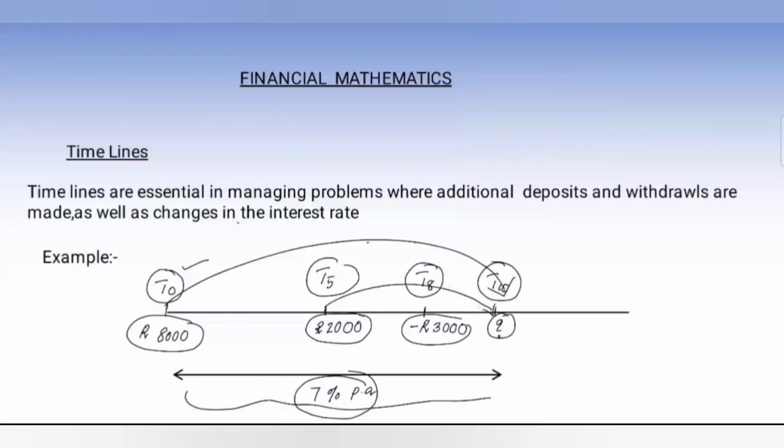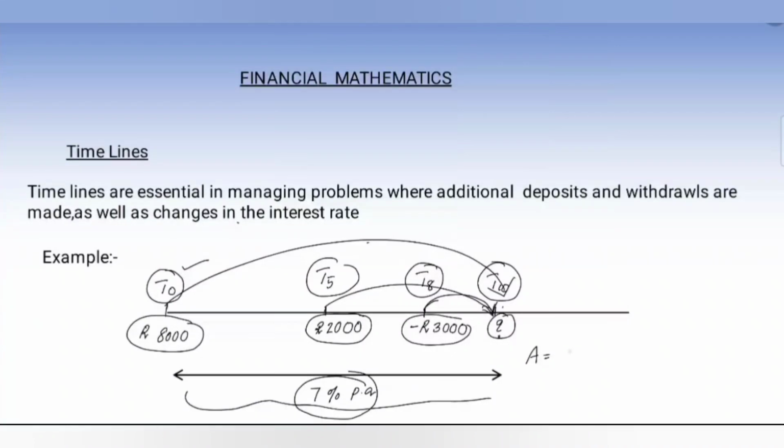And then go to 3,000. 3,000 is a withdrawal, but it doesn't matter. From 3,000, how many years left? 2 years. Do you see that? So in each case, use the compound interest formula and add or subtract, depending on whether it is a deposit or a withdrawal. That is how we calculate the final amount A.